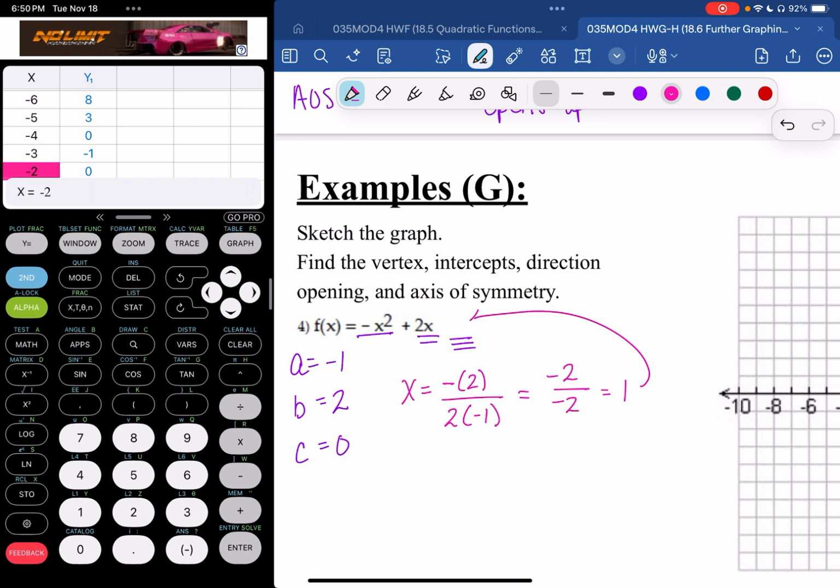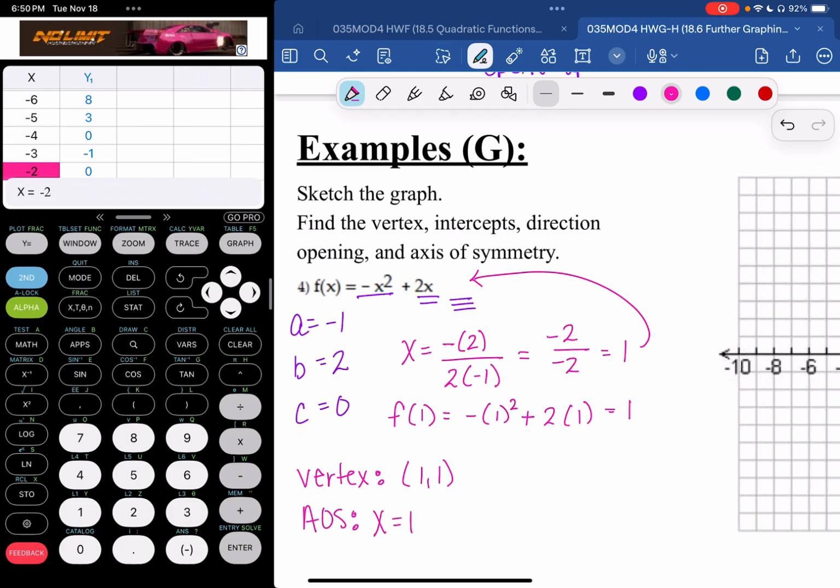Then to get my y value, I'm going to find f of 1. So negative 1 squared plus 2 times 1. And that just gives me 1. So my vertex is 1, 1. My axis of symmetry, x equals 1. And since that first term is negative, this one opens down.